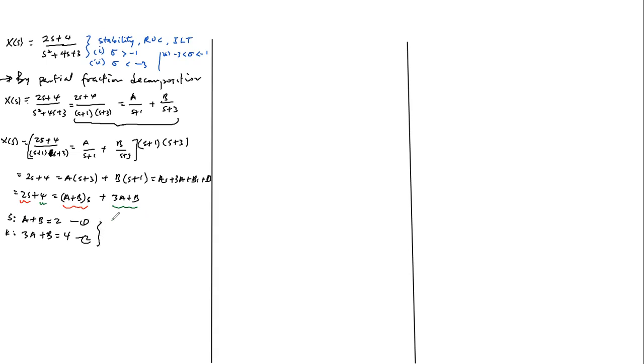So we can solve these simultaneous equations, and then what do we get? a is the same as 1, and b is the same as 1. So hence, by partial fraction decomposition, (2s plus 4) divided by (s plus 1)(s plus 3) is the same as 1 over s plus 1 plus 1 over s plus 3.